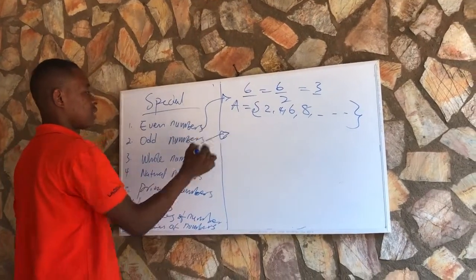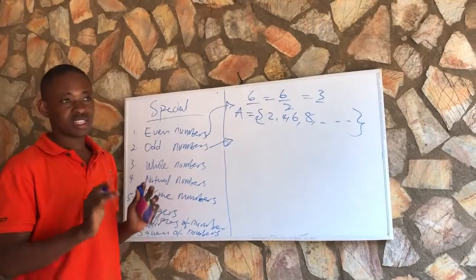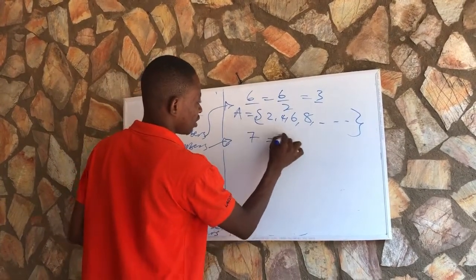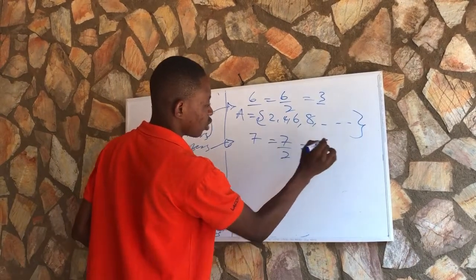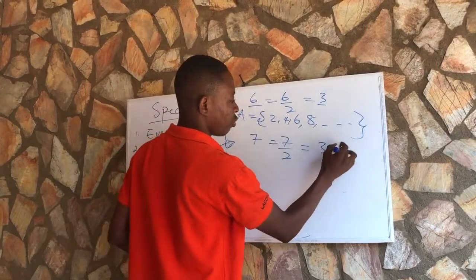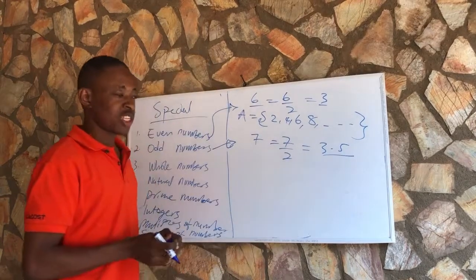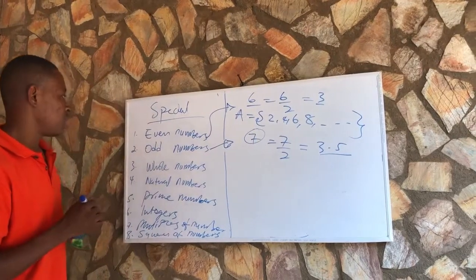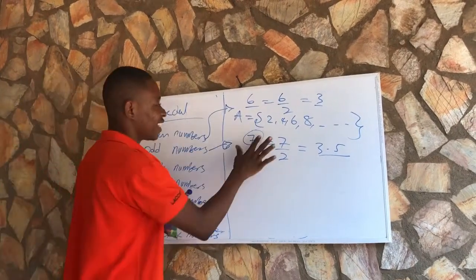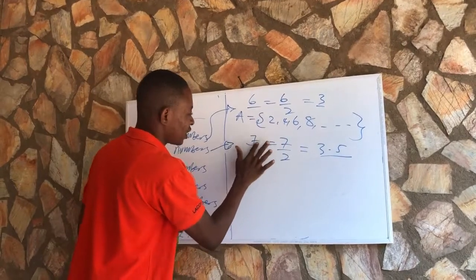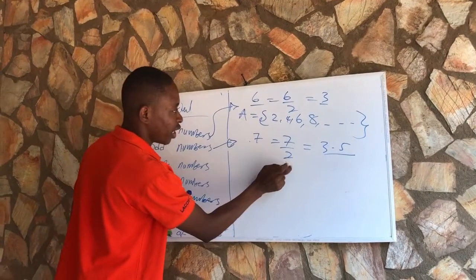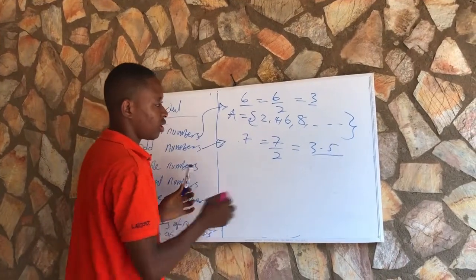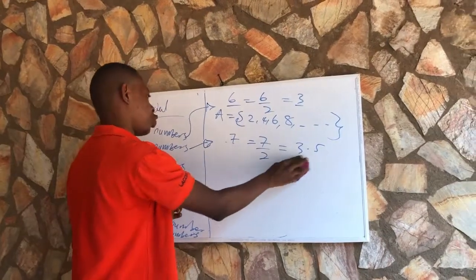Odd numbers. Odd numbers are numbers that cannot be divided by 2. For example, if you have the number 7, 7 divided by 2 will give you 3.5. 3.5 is not a whole number. So 7 is an odd number and not an even number, because when you divide it by 2, you will not get a whole number.